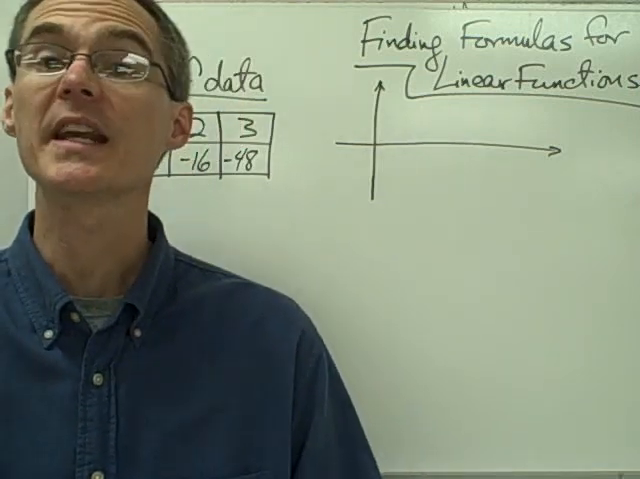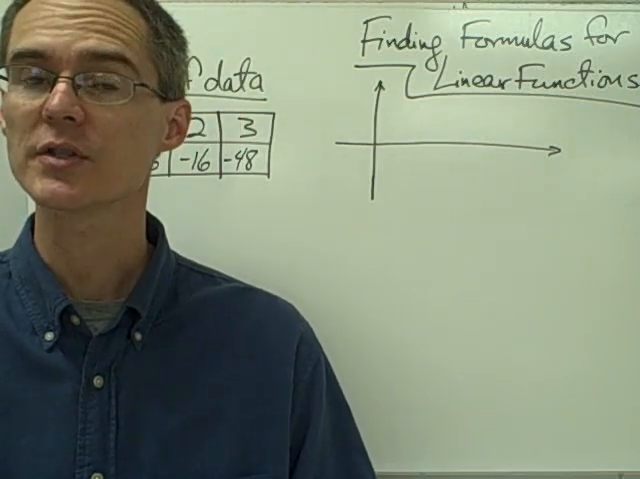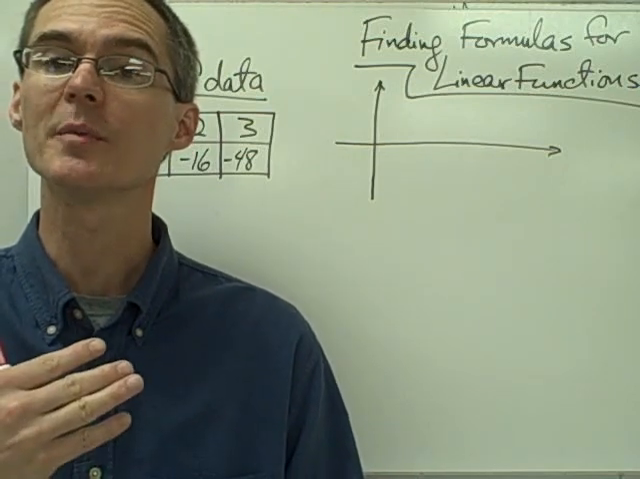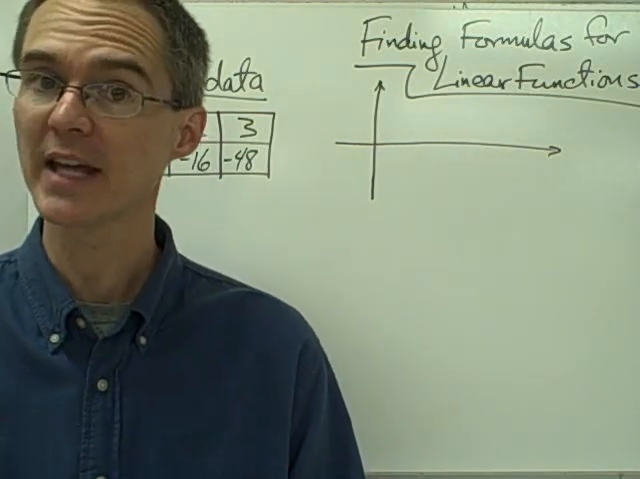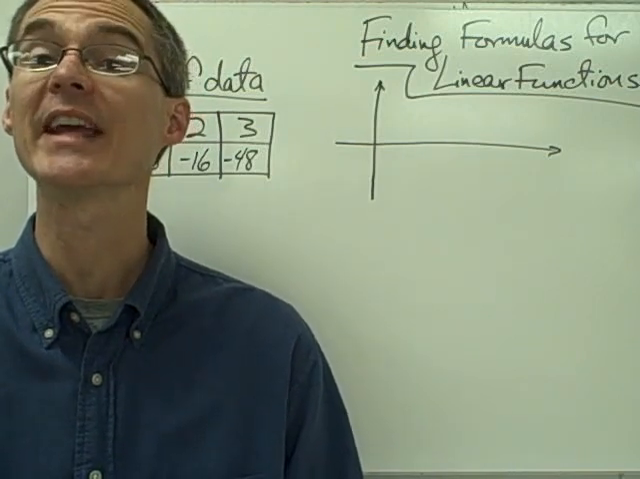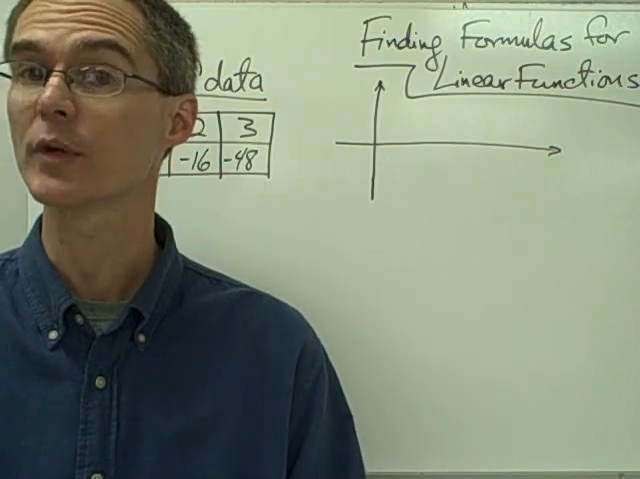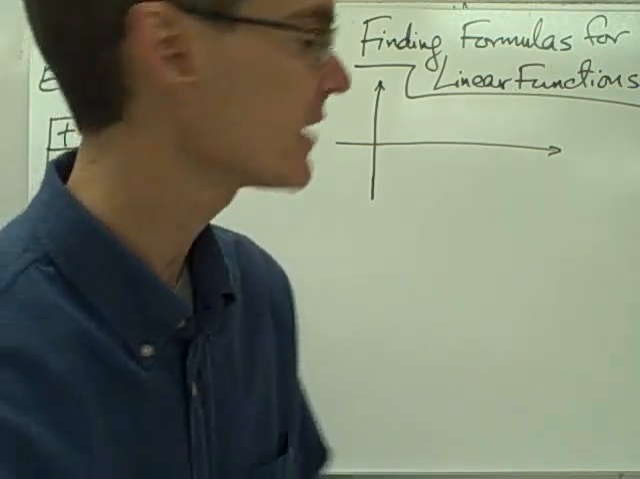Okay, in this video we're going to be finding formulas for linear functions, and we're going to be looking at three different types of examples. The first type is we're going to be finding a formula given a table of data. The second type we're going to find a formula given a graph. And the third type we're going to find a formula given just a verbal description of a situation. So let's take a look at this first example.